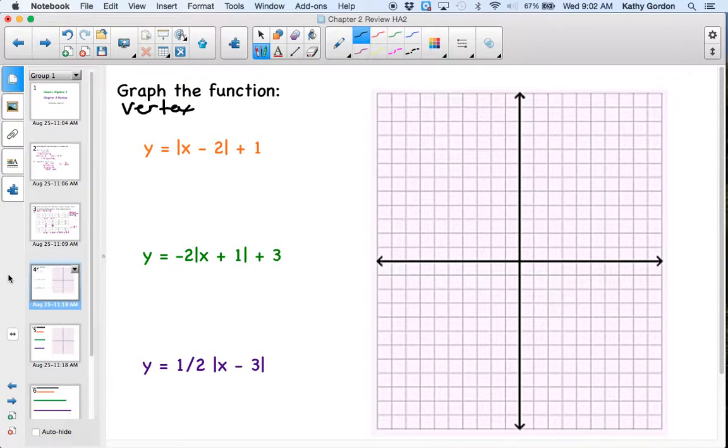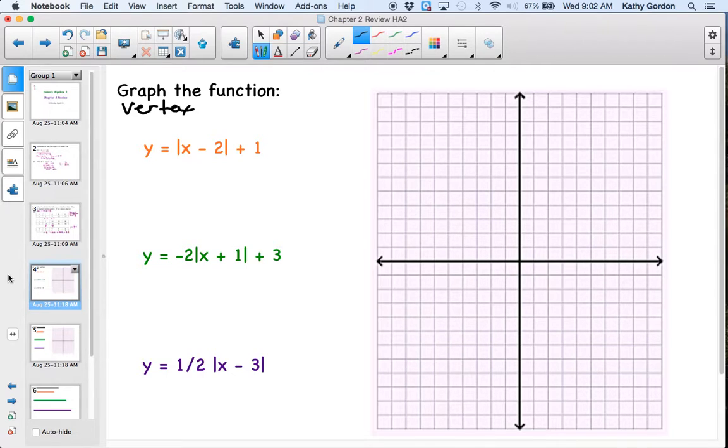Absolute values can open up or down, just like a parabola can. And what determines whether a parabola opens up or down? Negative or positive what? A, right? So it's that first coefficient on x squared. If that's positive, we're going to open up. If it's negative, we're going to open down. Same thing with absolute value. The A in this case is a number that's out in front.